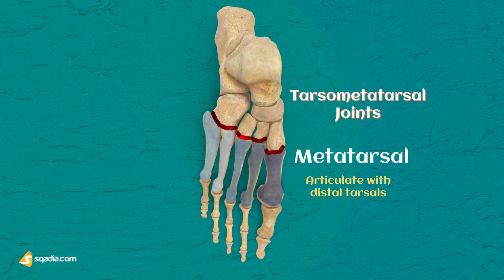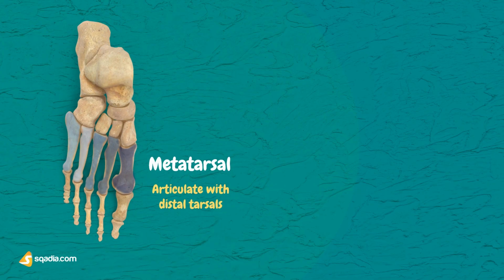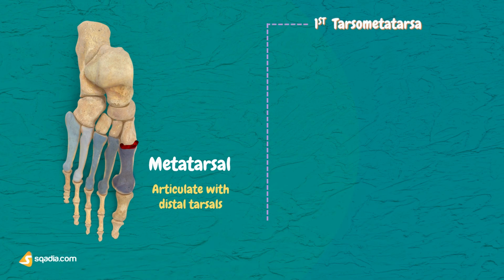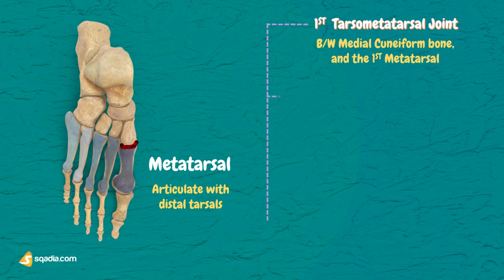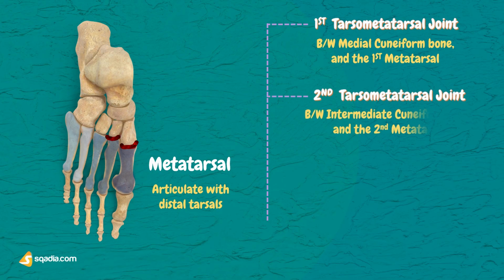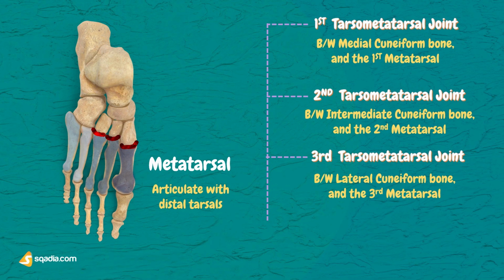With 5 joints in total, each joint has a unique structure that allows for the necessary range of motion needed for activities such as walking, running, and jumping. The first tarsometatarsal joint is in between the medial cuneiform bone and the first metatarsal bone. The second tarsometatarsal joint is between the intermediate cuneiform bone and the second metatarsal bone. The third joint is between the lateral cuneiform bone and the third metatarsal.